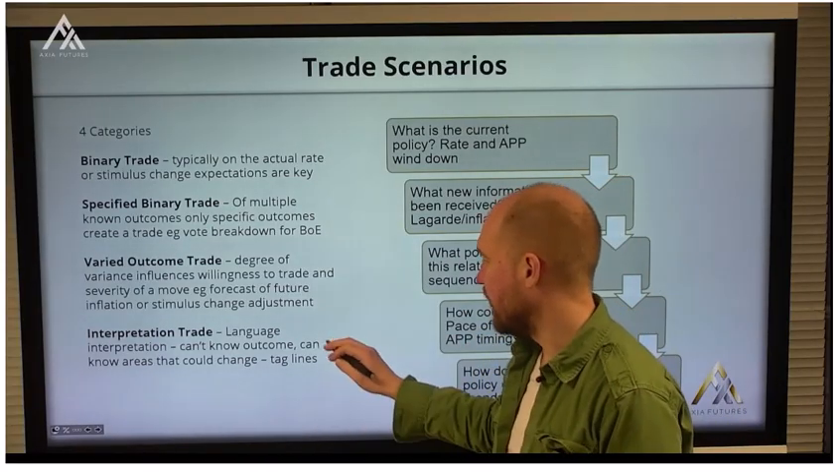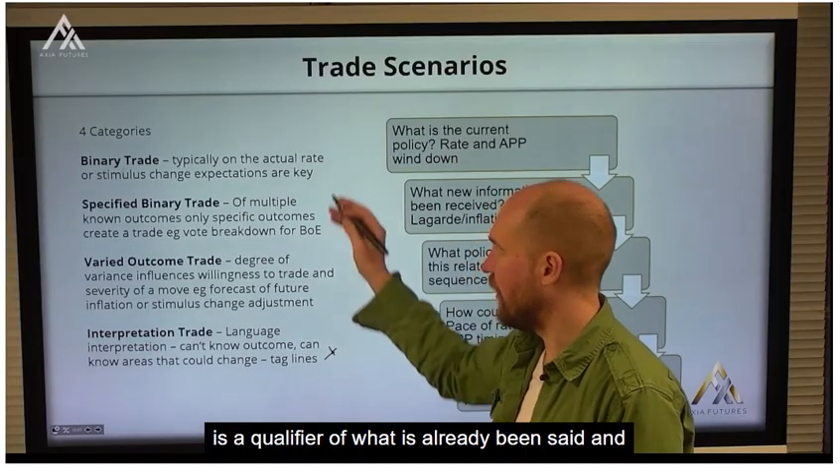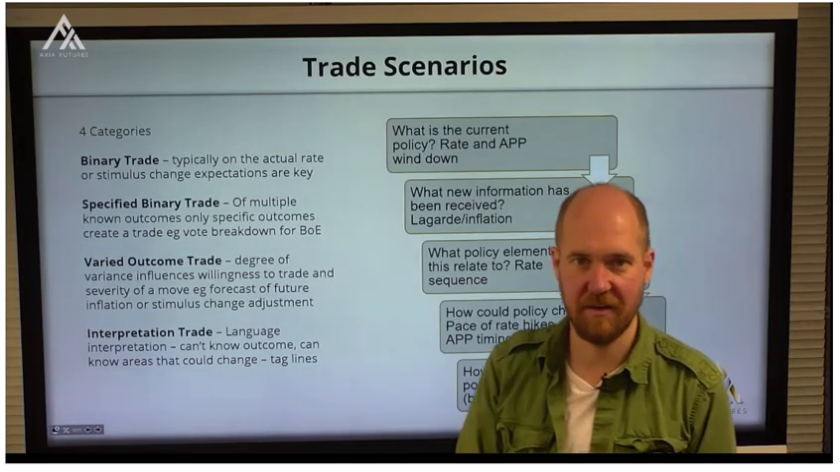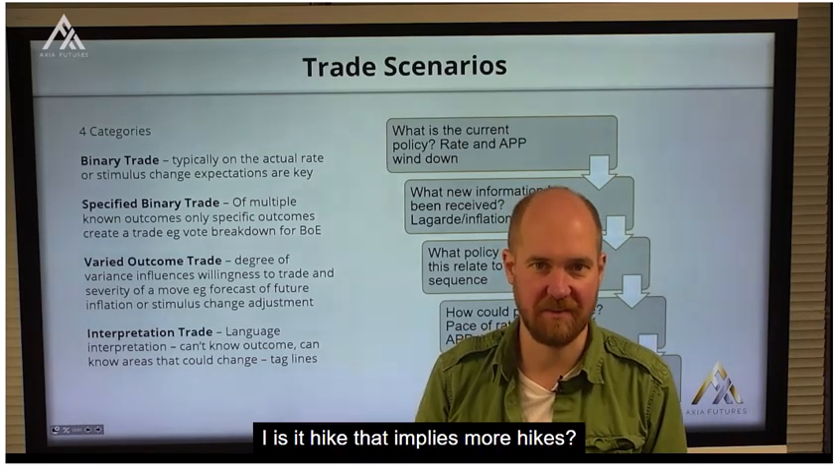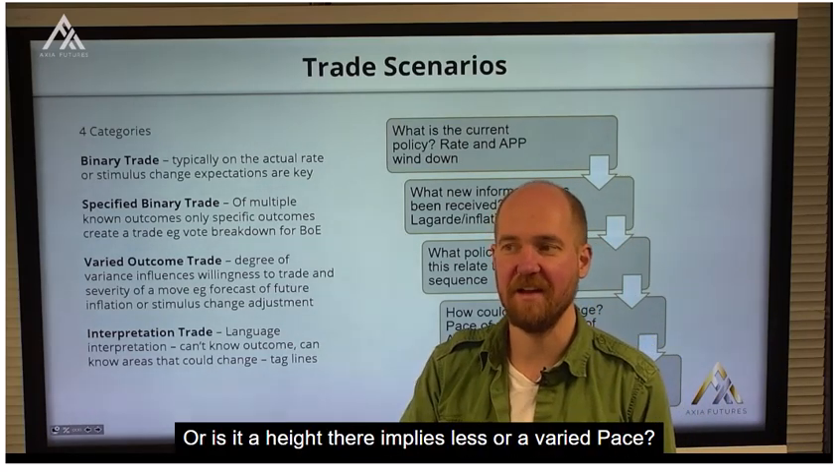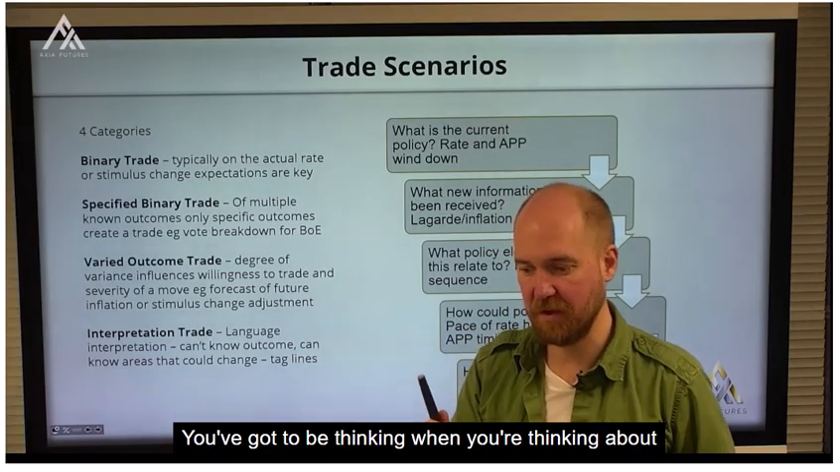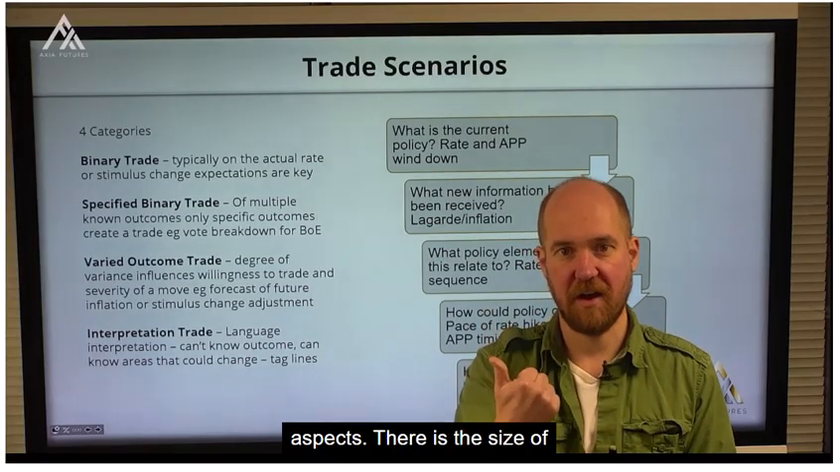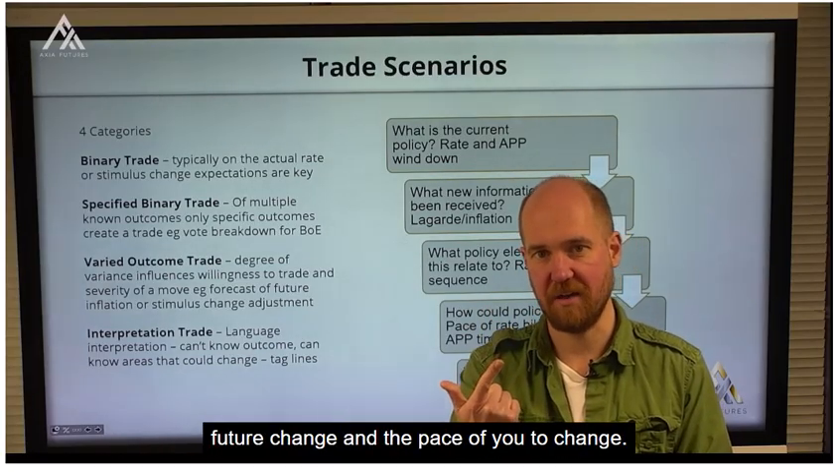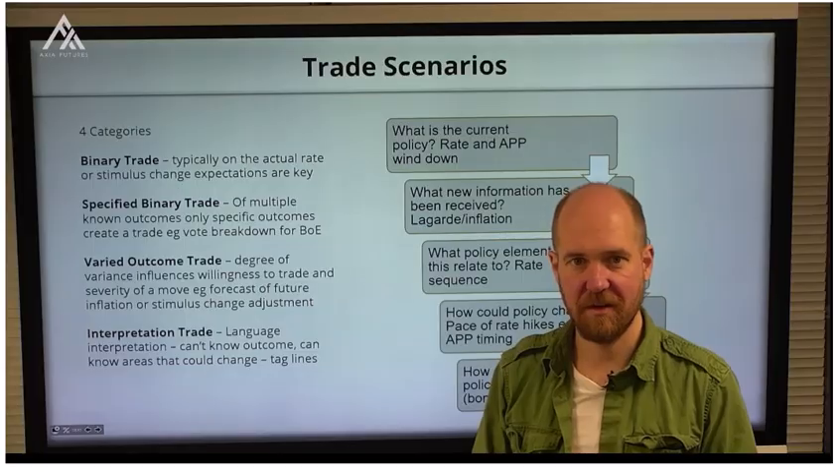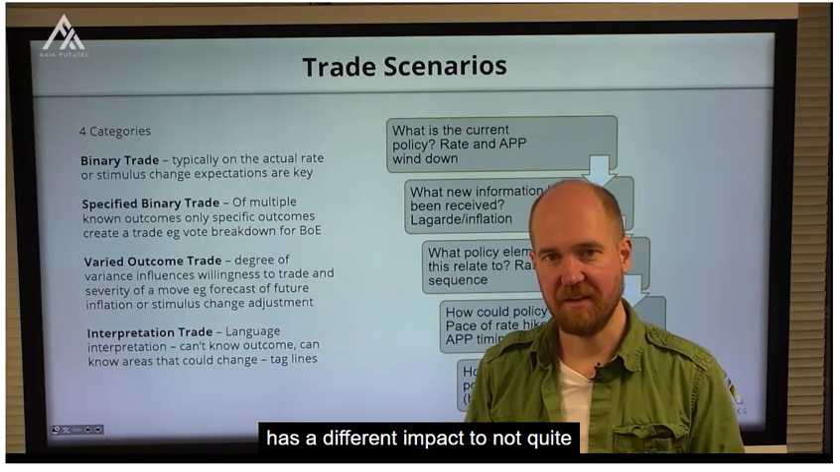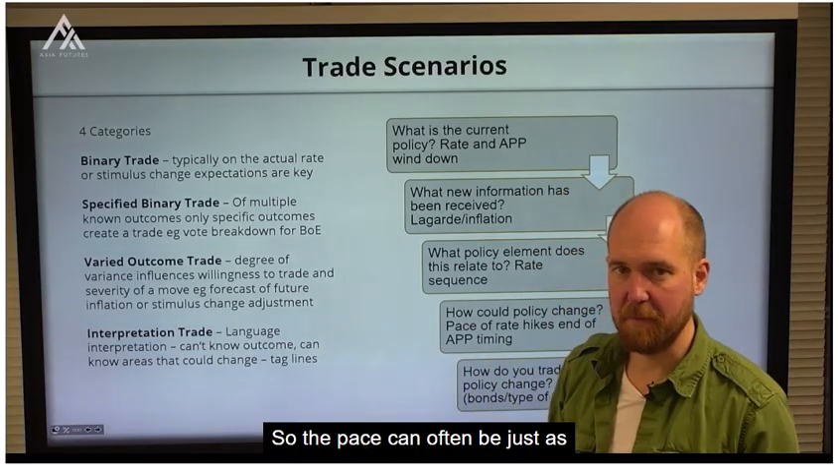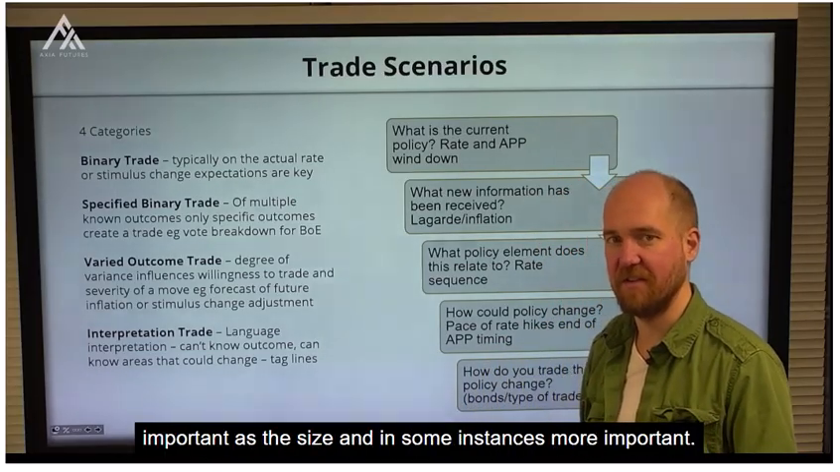So this often is a qualifier of what has already been said and can produce what you might call a hawkish hike or a dovish hike, i.e. is it a hike that implies more hikes, or is it a hike that implies less, or a varied pace? When you're thinking about hawkish and dovish, in terms of the future, there are two aspects: the size of future change and the pace of future change. Large change, now and next meeting, has a different impact to not quite so big change indefinitely going forward. So the pace can often be just as important as the size, and in some instances more important.